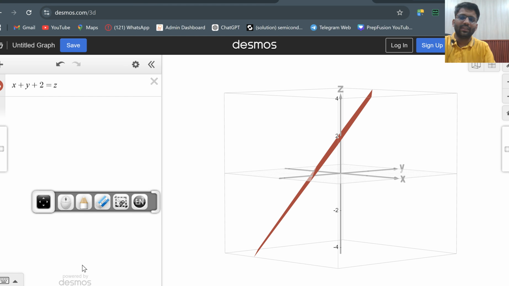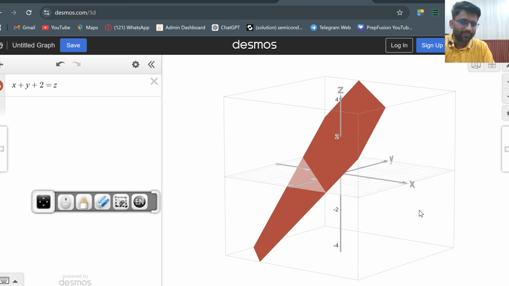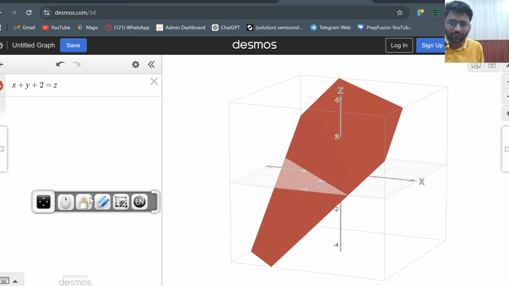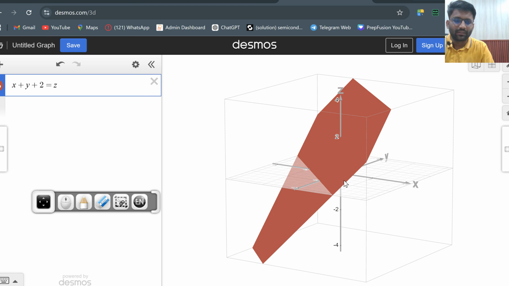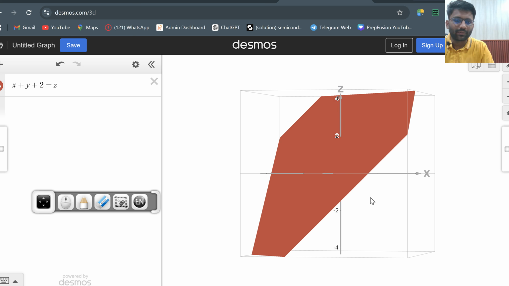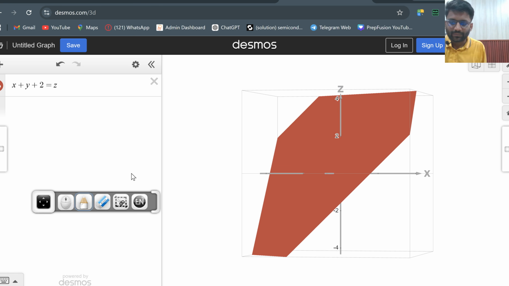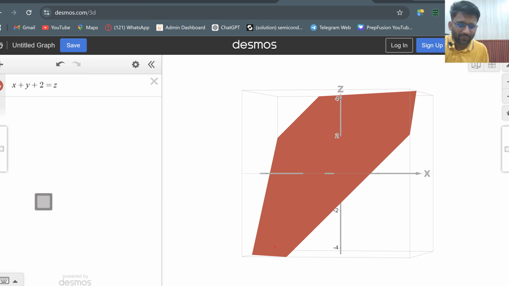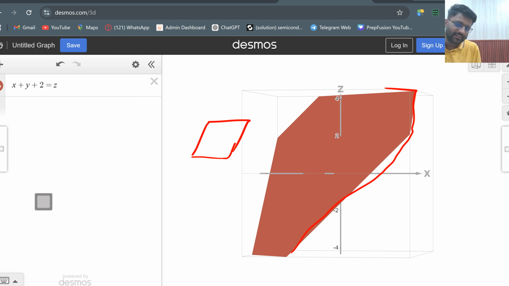See this visualization. This is the equation of the surface x plus y plus 2 equals to z. So this is how it would look in 3D. Now don't be confused with this particular scenario. Don't be confused about what kind of shape it is. It simply means that it is extended till infinity. Basically, the shape is like this only. This is the shape of the plane, which is extended till infinity, till minus infinity as well. It's just where it would be cutting.